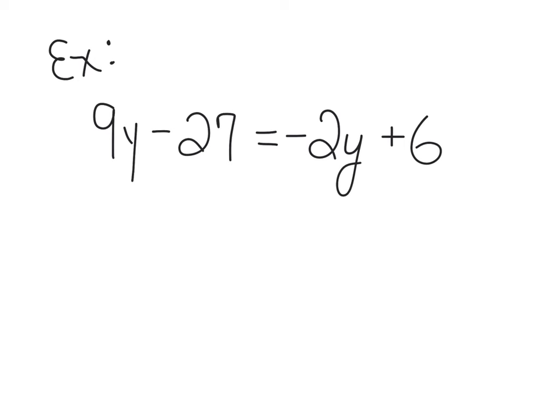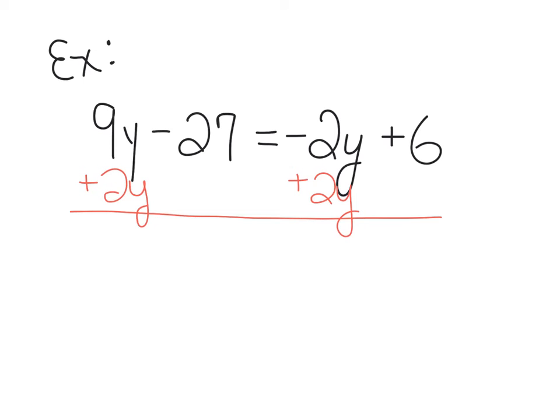I am going to move my variables to the left-hand side. Okay, so I'm going to take this negative 2y and I'm going to move it across the equal sign over here with this positive 9y. So this is a negative 2y. The only way that I'm going to get that negative 2y across this equal sign is to do an inverse operation. So I need to add 2y to both sides.